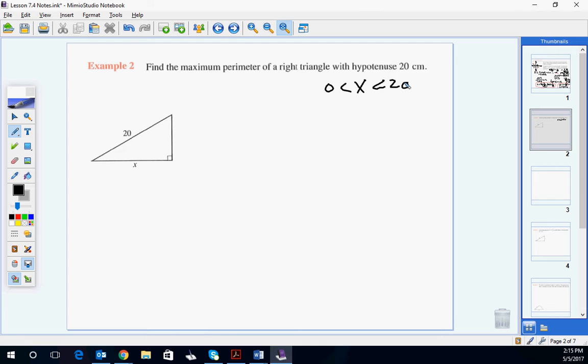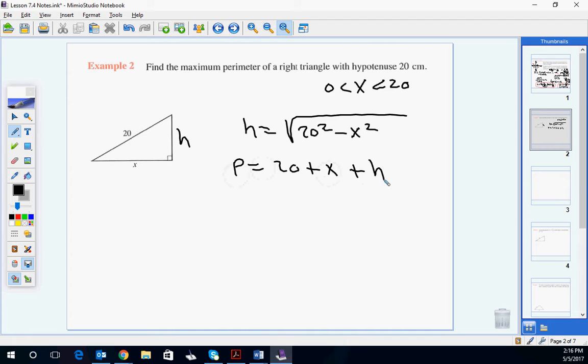So then we'll call this h. Our expression for h, if I want to solve for h, would be h equals the square root of 20 squared minus x squared, right? Our perimeter is 20 plus x plus h.